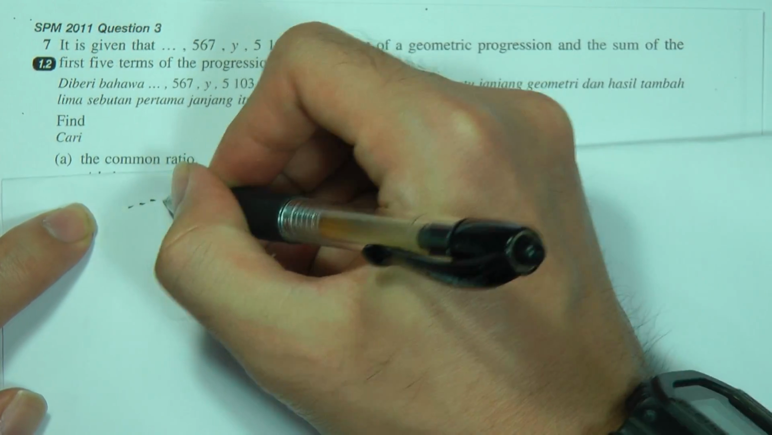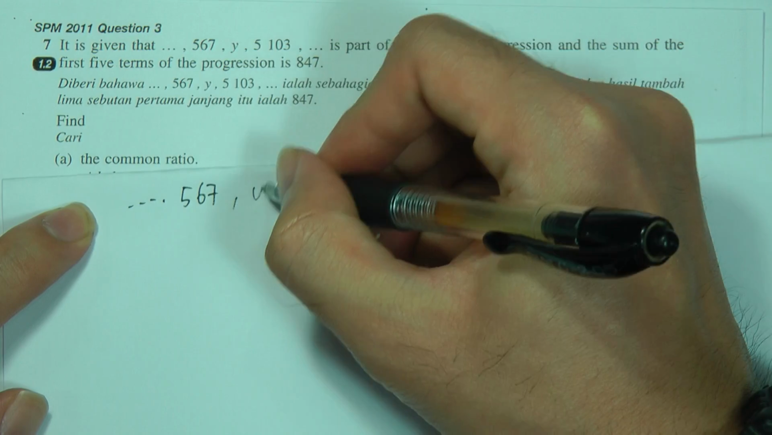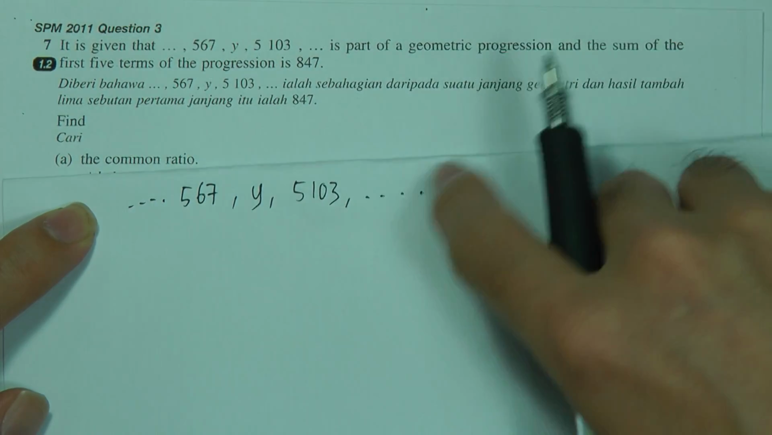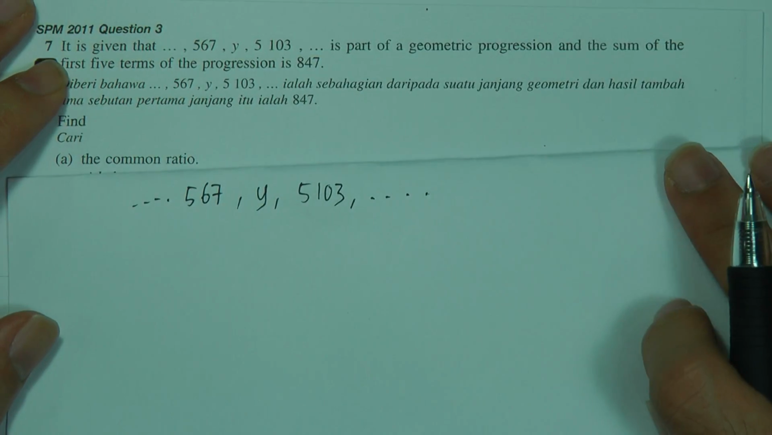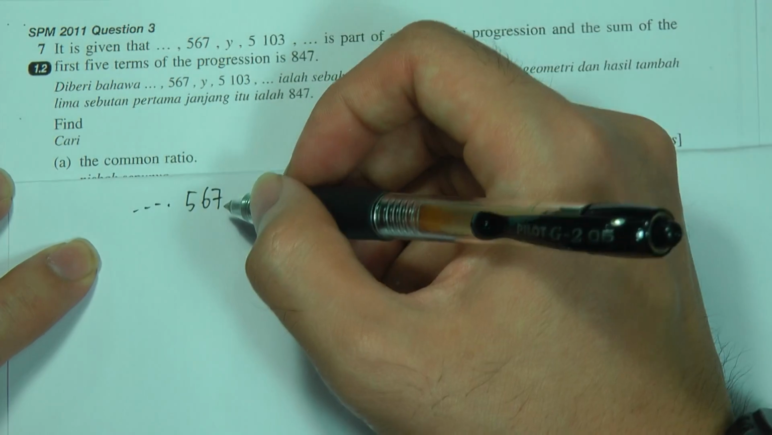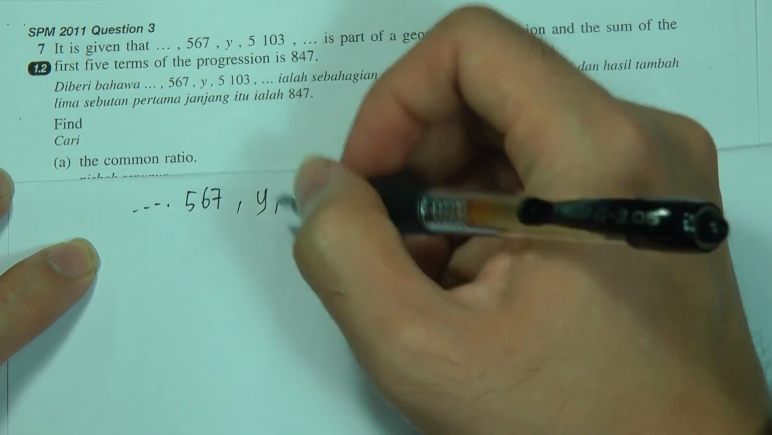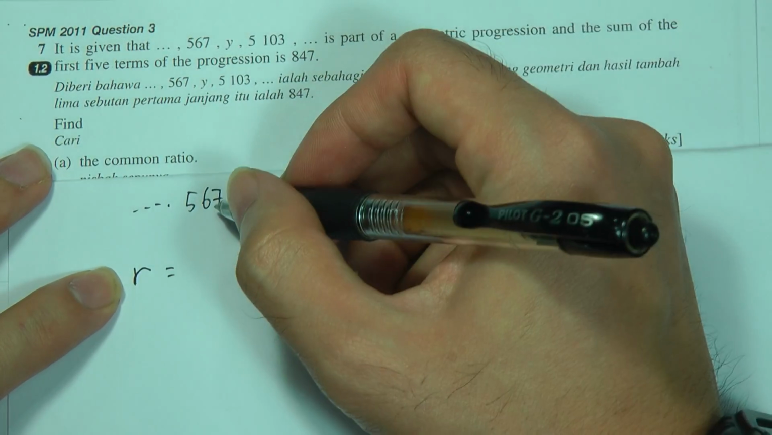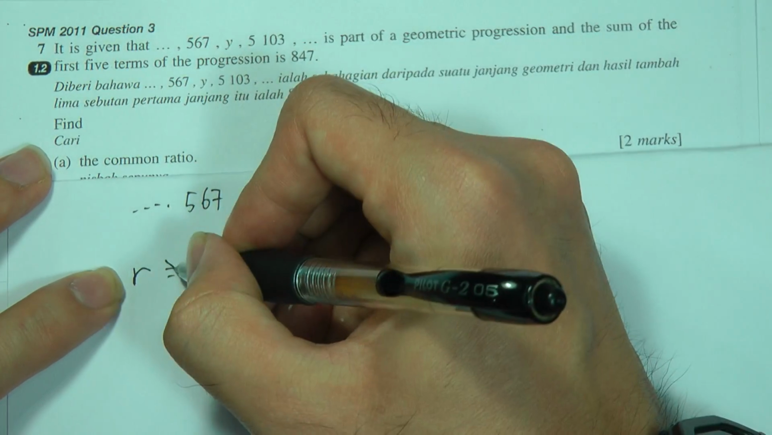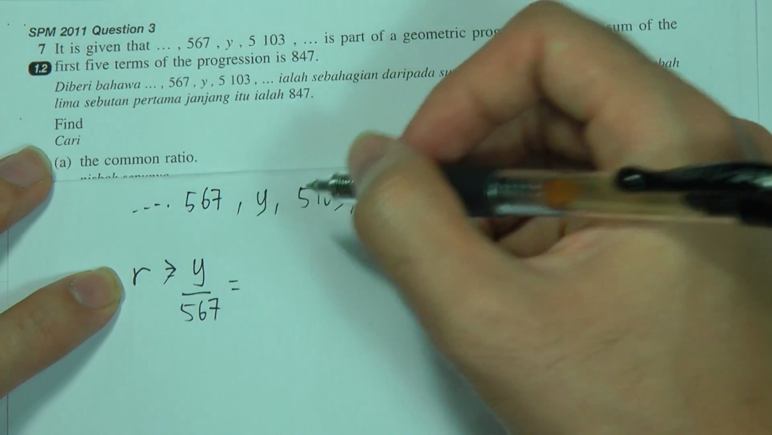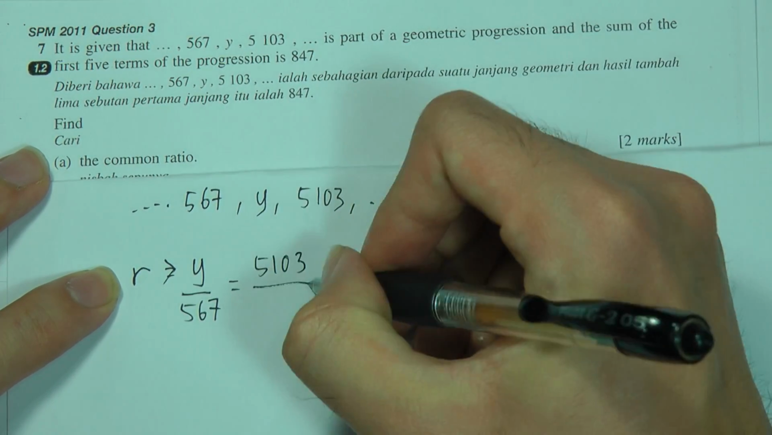Let me write this down. We have ..., 567, y and 5103, and then ... which means we have some terms behind and some terms in front. First he asks you to find the common ratio, which means finding r. We learned the formula for common ratio: take the behind term divided by the in front term. So y divided by 567 will equal the behind term divided by the in front term, 5103 divided by y.